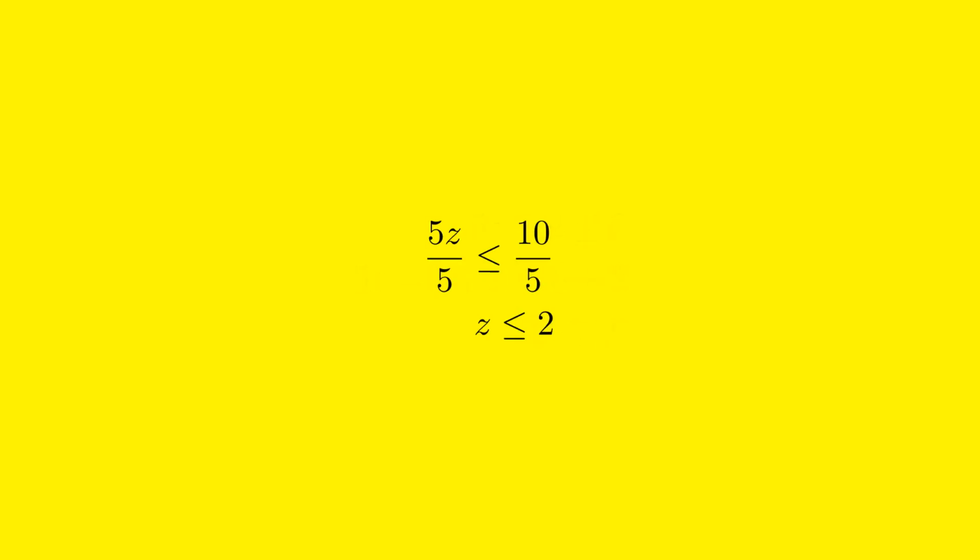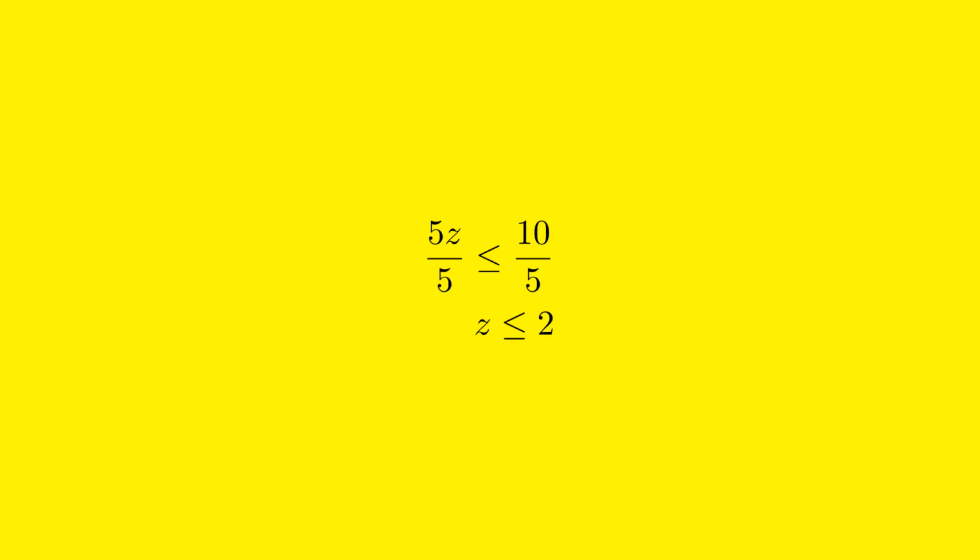Step 2. Divide both sides of the inequality by 5 to isolate z. This step is crucial because our goal is to find the value of z that satisfies the inequality. So starting from where we left off, we have the inequality 5z less than or equal to 10. To isolate z, we need to divide both sides of the inequality by 5, because 5 is the coefficient of z. A coefficient is a number that is multiplied by the variable, in this case z.